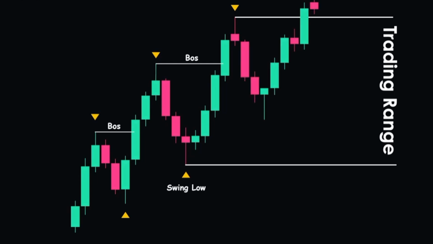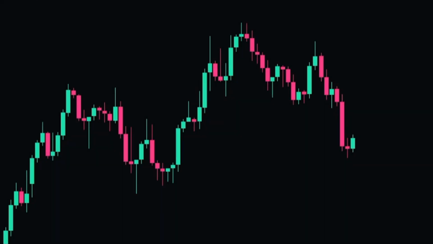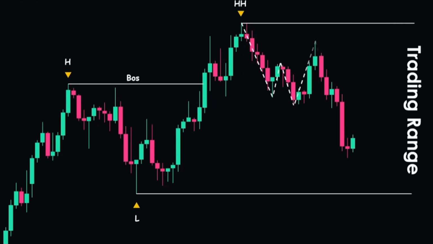Of course, the market doesn't always move in perfect textbook patterns. Most of the time, price action looks messy. Even so, I can still identify the most recent structural break, mark the swing high and low that define the trading range, and treat everything inside that range as internal structure. This keeps me aligned with the broader trend.